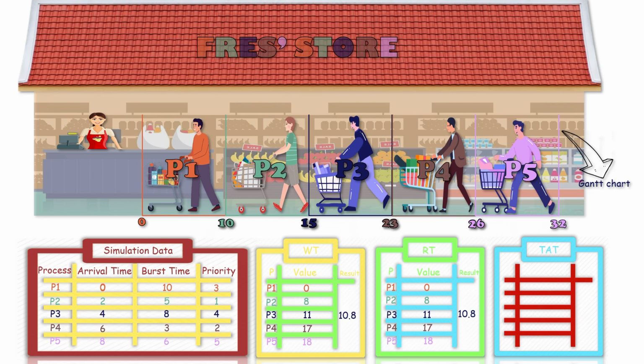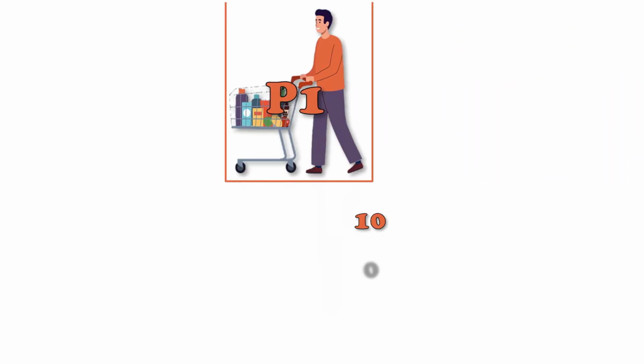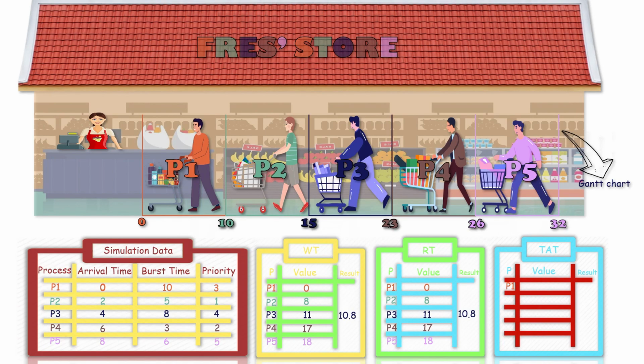Now, let's put it into the test. There are process, value, and result. Let's find process 1 value. In process 1, it finished at 10, and the turnaround time is calculated by completion time, which is 10, minus the arrival time, which is 0, and we get the result 10. Put the result in the data, and let's find process 2 value.